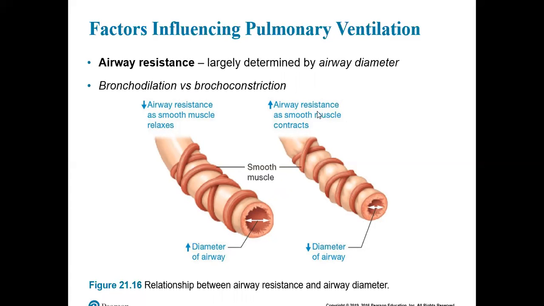If that smooth muscle contracts, then that decreases the diameter, and that causes more resistance, and that makes it more difficult to breathe. And so, individuals that have asthma may need a bronchodilator, and that helps to relax these smooth muscles that hopefully will help to relax the bronchial tubes and allow air to move in and out more freely.